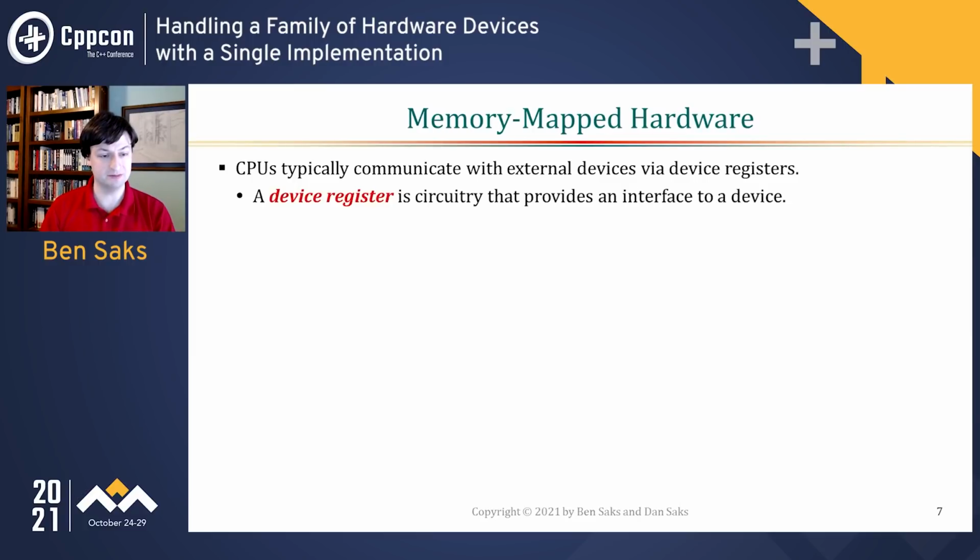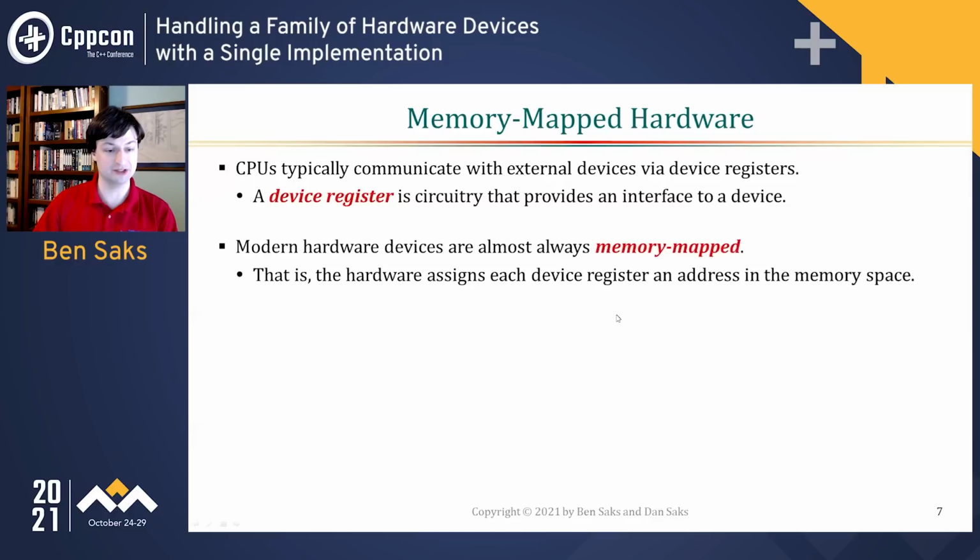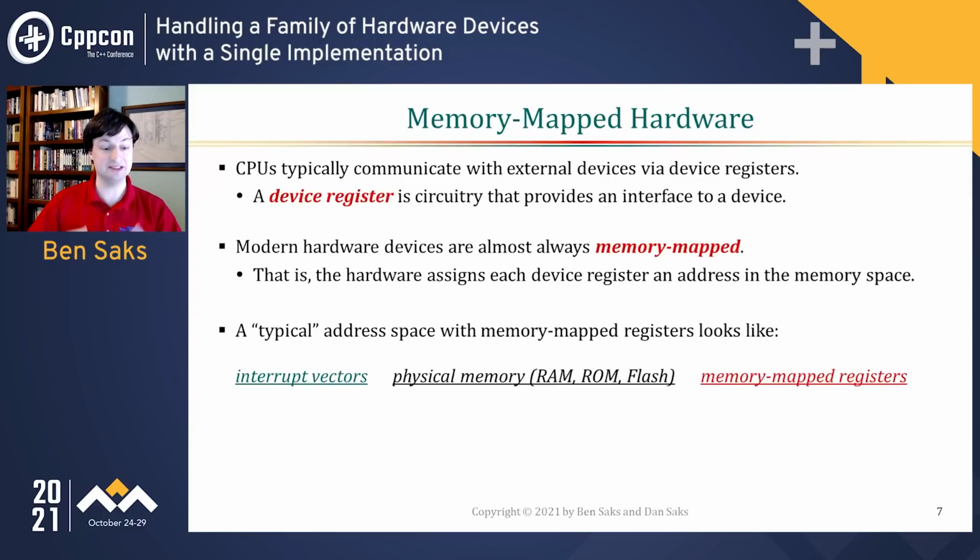And to start off, just some basics. So in general, we communicate with hardware devices via what are called device registers. And for modern hardware devices, those are often memory mapped device registers. That is, the hardware is built in such a way that each device register that's associated with a piece of hardware is assigned an address in the program's memory space, and then you can access it as if it were any other object in memory.